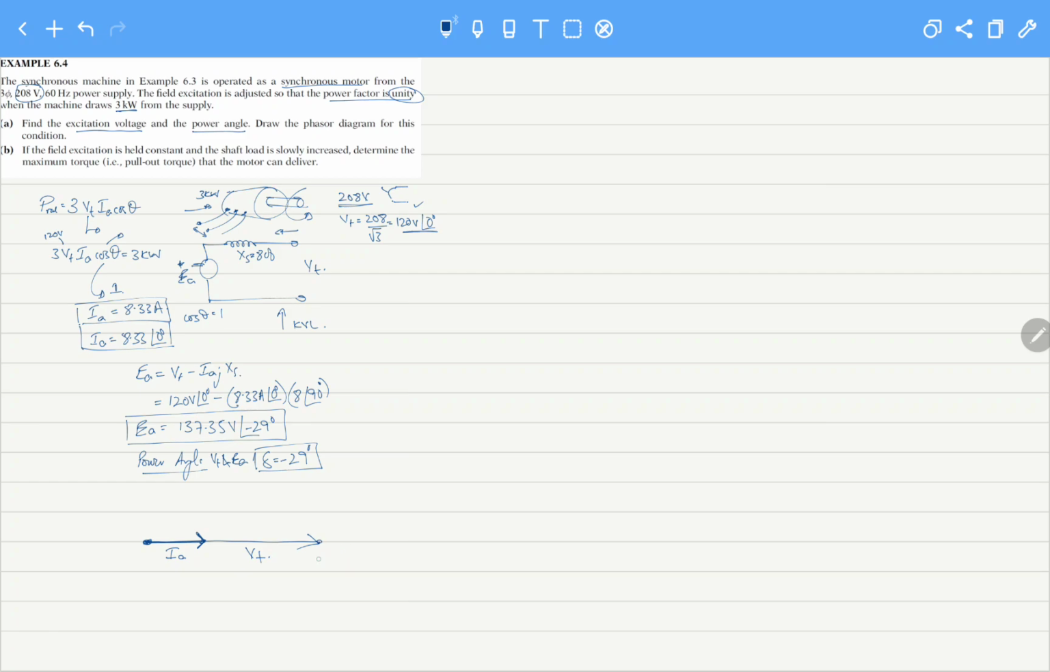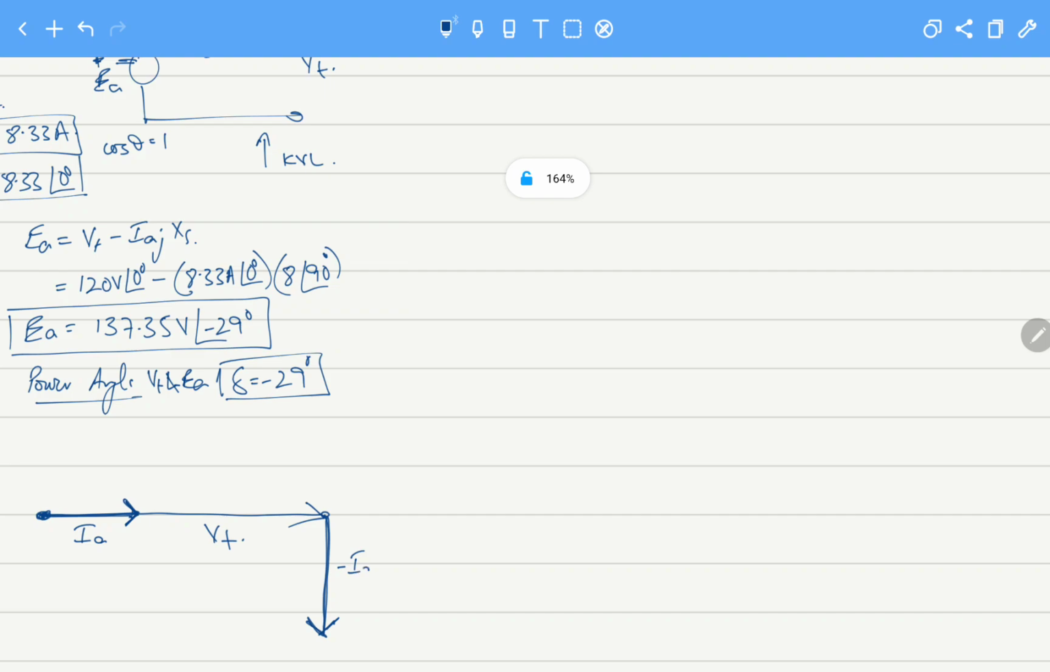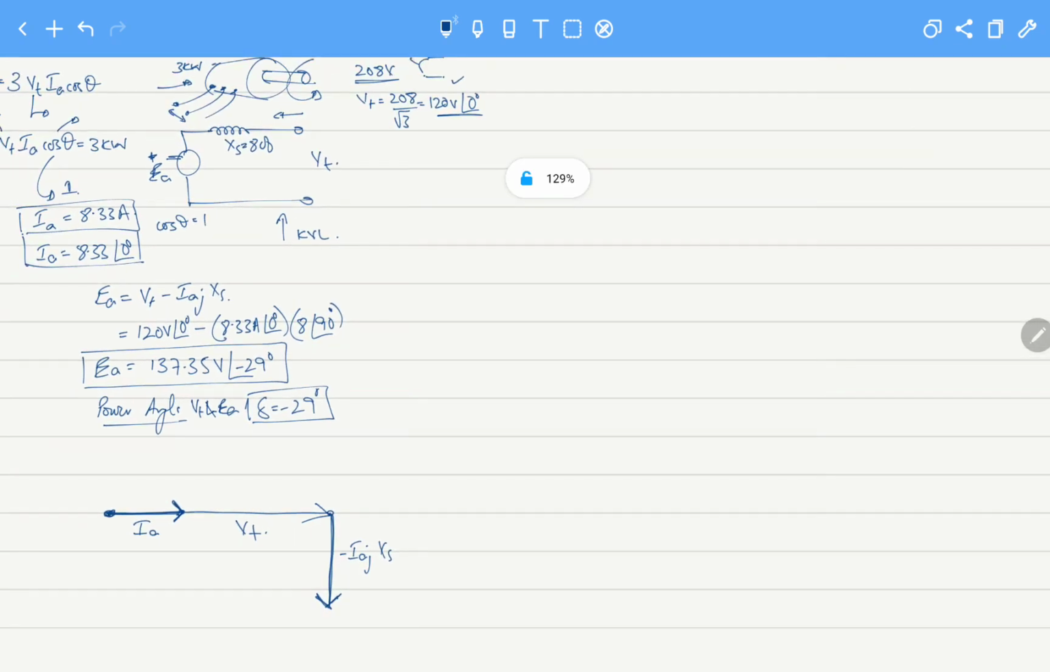And we can see that, so VT, and this will become IAjXS. This is actually IA, minus IAjXS, and this is actually the value of EF, and this angle is minus 29 degrees, and this is actually the angle between VT and EF, which is delta.